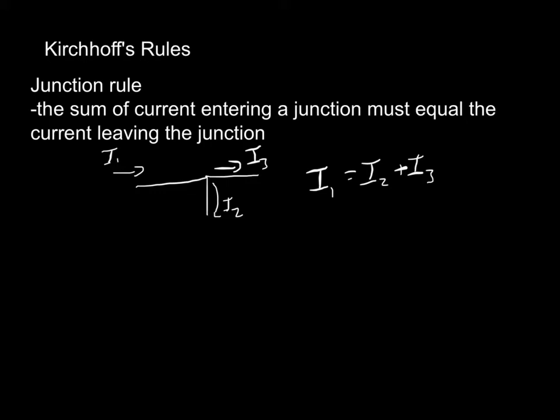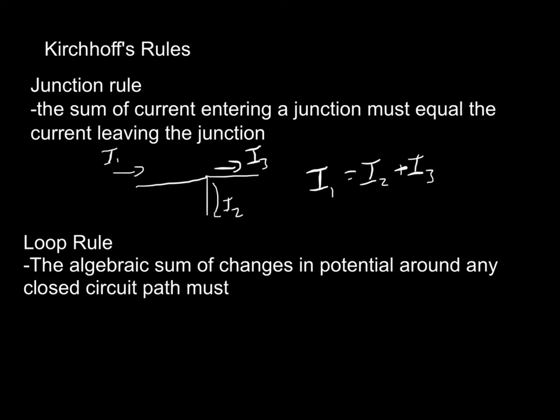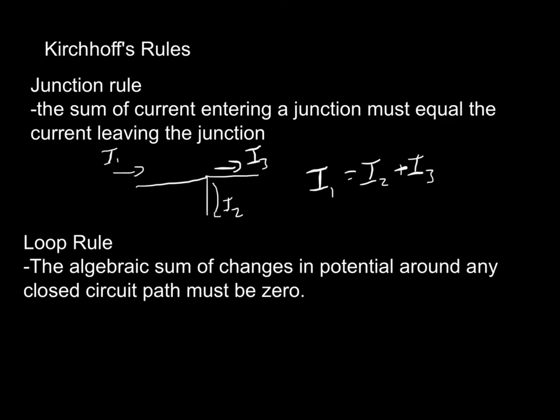The second rule is called the loop rule, and the loop rule states that the algebraic sum of changes in potential around any closed circuit path must be 0. So here we're talking about the voltage drops in a particular loop.